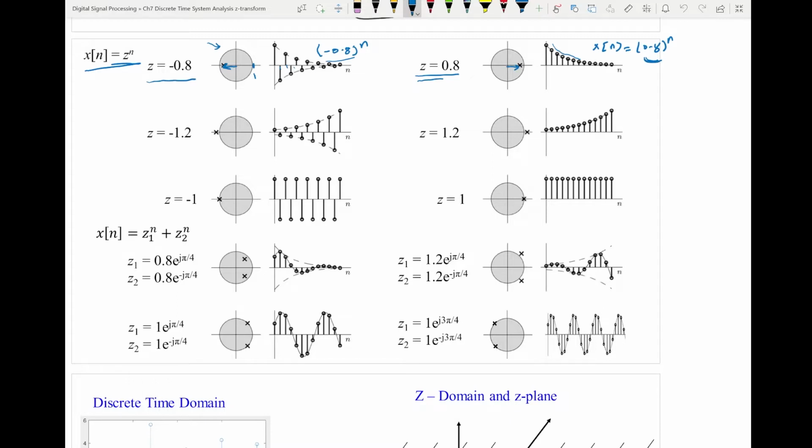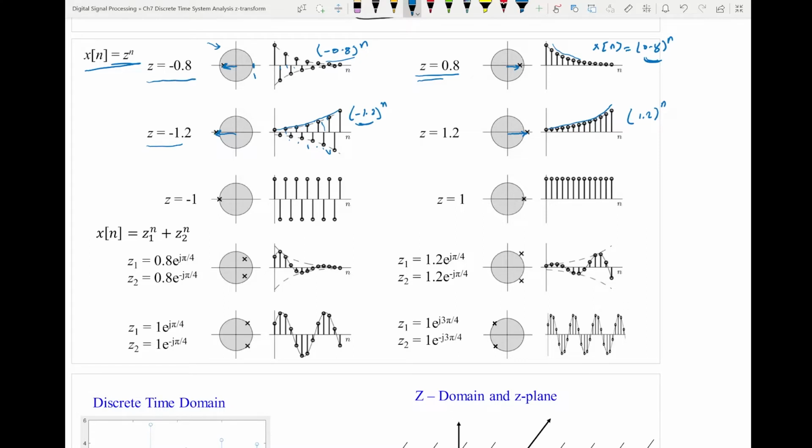Now let's look at this signal when z is minus 1.2. That's here. In this case, this will be minus 1.2 to the power of n. Now this is larger than 1, so it will be exponentially growing, alternating between positive and negative values. If z is 1.2, this will be just an exponentially growing signal.